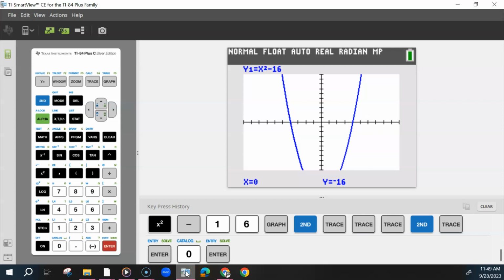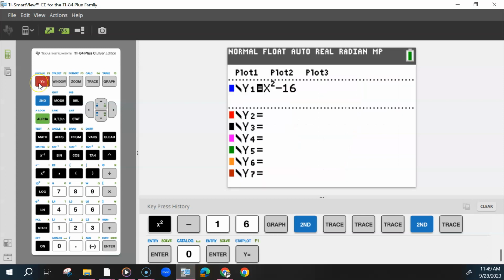Could you run through like the first two steps? Because I forgot how you get to the... So go into y equals. Hit clear. Yes, it is on the paper if you forgot or need to go back. But go into y equals. If there's something in here, hit clear. Type in whatever you need.